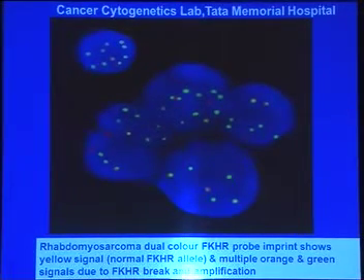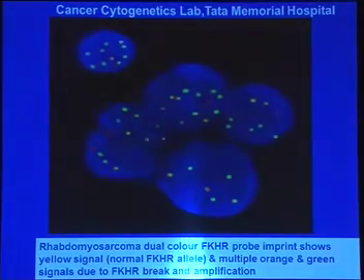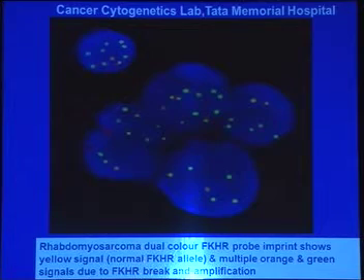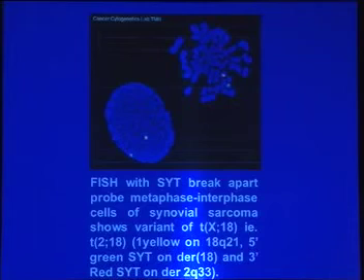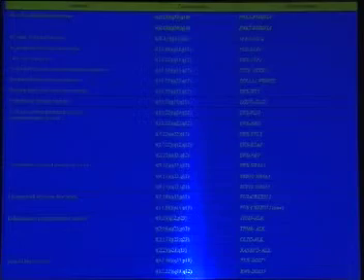We use FISH for rhabdomyosarcomas, we use FISH for synovial sarcomas, and this is a rhabdomyosarcoma wherein we look at the dual color FKHR probe, and it shows that there is not only a break, but there's a lot of amplification. So these are the normal alleles, and you see that there is a break, and there are many such signals. So it means break and amplification, and I think this is the way to go today if you want to really investigate these tumors thoroughly. And an example of synovial sarcoma which shows the SSX SYT break.